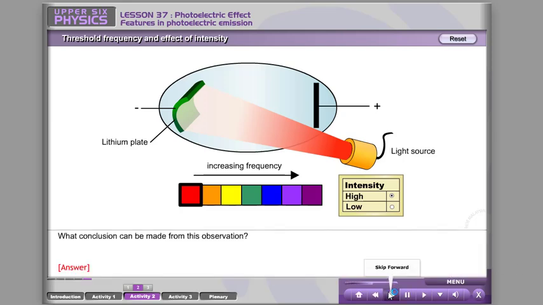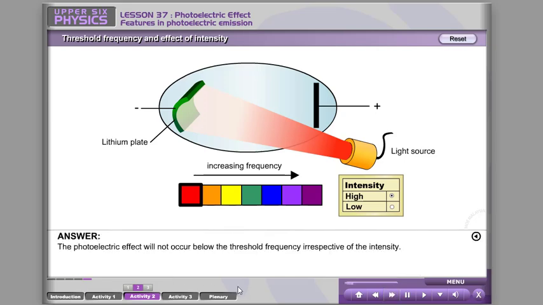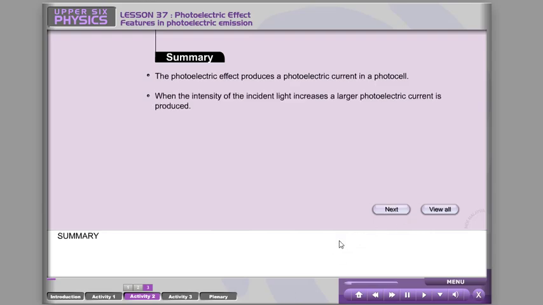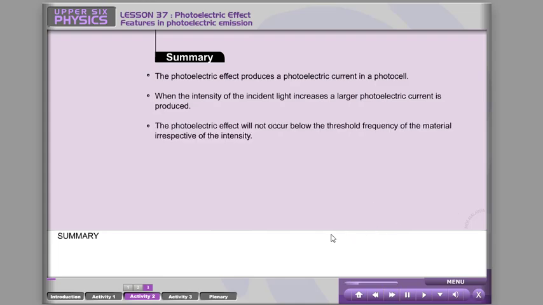What conclusion can be made from this observation? Answer: the photoelectric effect will not occur below the threshold frequency irrespective of the intensity. Summary: the photoelectric effect produces a photoelectric current in a photocell. When the intensity of the incident light increases, a larger photoelectric current is produced. The photoelectric effect will not occur below the threshold frequency of the material irrespective of the intensity.